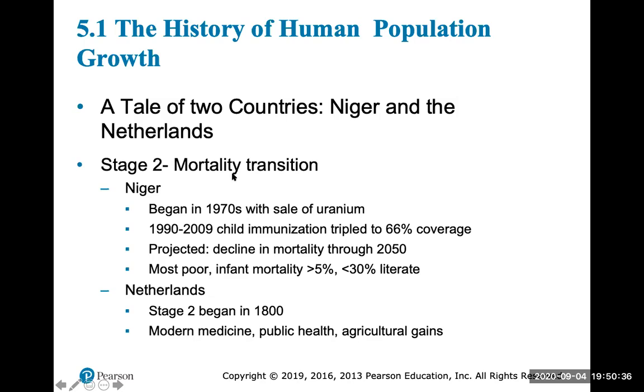The mortality transition stage is when the infant mortality rate decreases. Niger didn't reach this stage until the 1970s, and the Netherlands was in this stage back in 1800 due to modern medicine, public health, and agricultural gains.